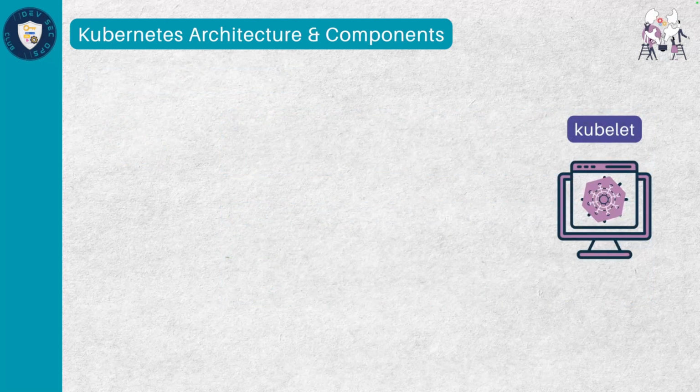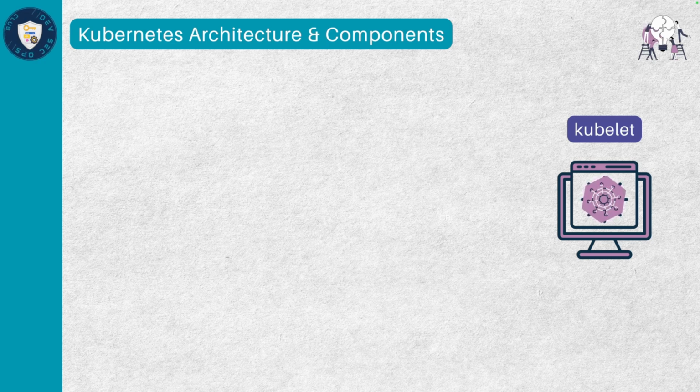Next we have kubelet, which is a critical component in Kubernetes. Why is it a critical component? It's an agent that runs on each node in the cluster. As the name suggests, it's an agent, which means it has to report somewhere. That's why it's an agent, right?